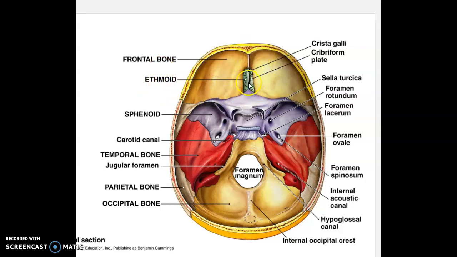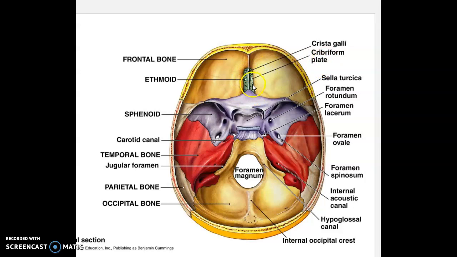And what else we can see on the ethmoid from this perspective is there's a ridge that runs kind of in the middle of it called the crista galli, and then on either side there are the small sides of this bone that have little pit marks in them called olfactory foramina, and these are called the cribriform plates. So this area here with the little holes in it is the cribriform plates.